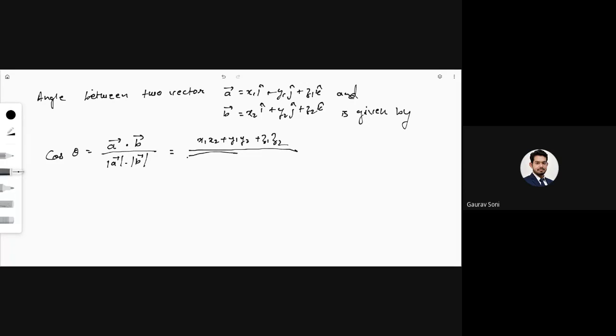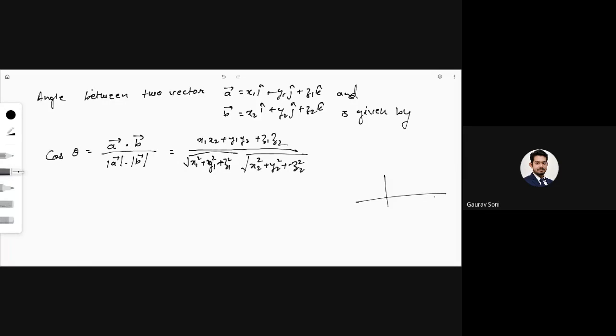That is under root x1 square plus y1 square plus z1 square, under root x2 square plus y2 square plus z2 square.